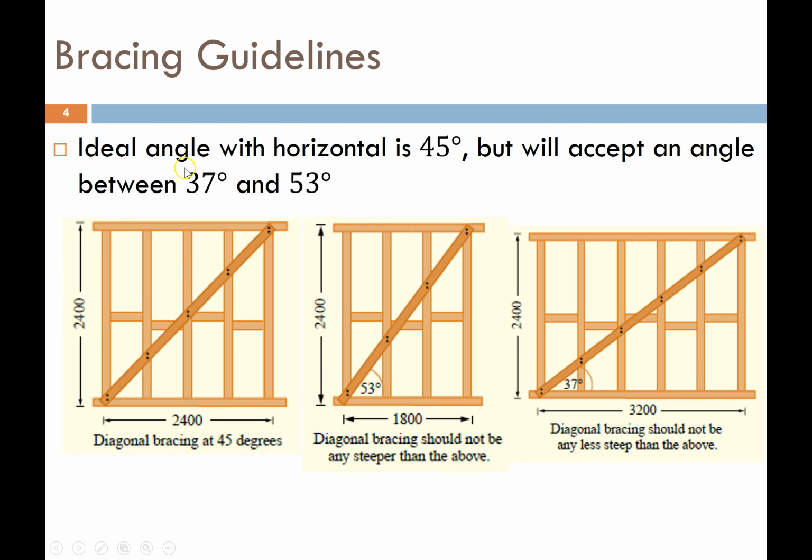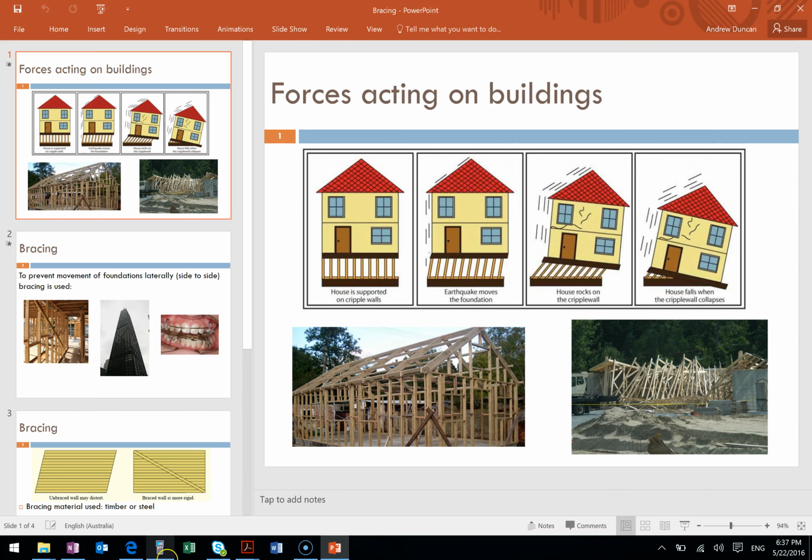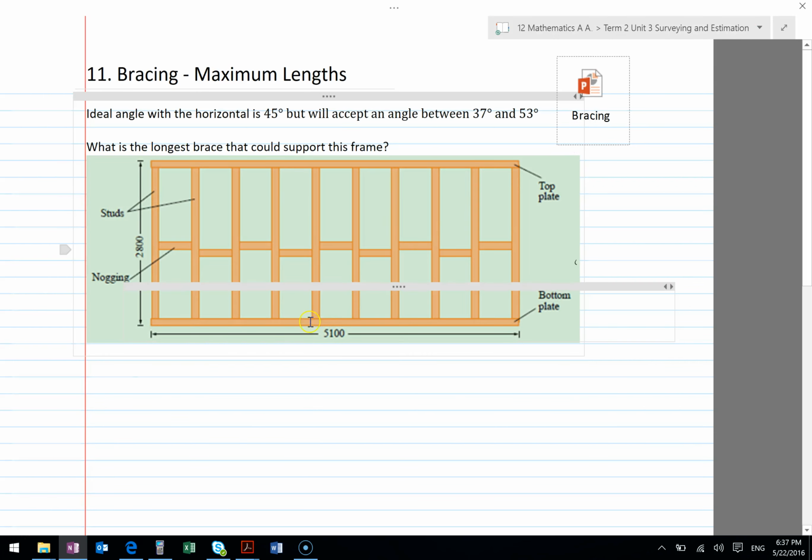Here's the important part. Ideal angle is 45 degrees, but we'll accept anything between 37 and 53. Anything less than 37 would say, no, that's not okay to brace that way, and we'll have to redesign. So that was a pretty good PowerPoint, wasn't it? All right, so we'll have a look at some problems.